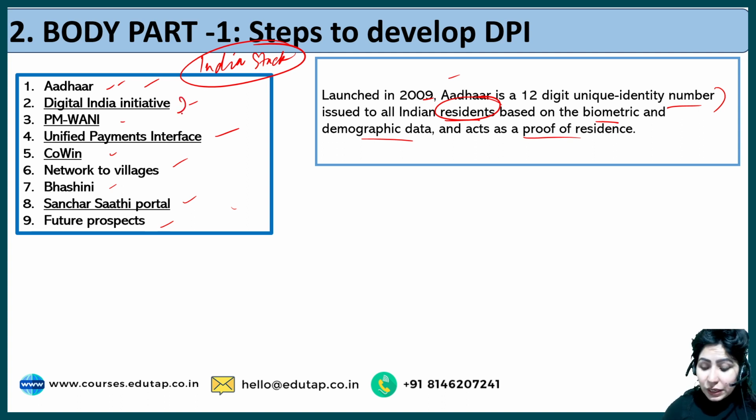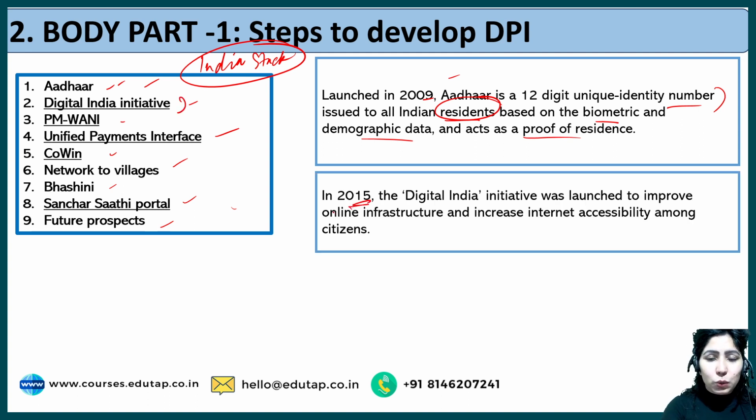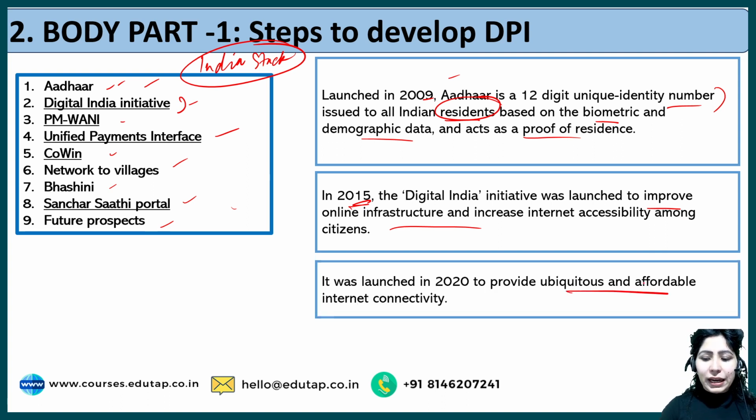Then there is the Digital India initiative, very popular, which was launched in 2015 to improve online infrastructure and increase internet accessibility among citizens. Now, PM Vani is there. What is it to? To provide affordable internet connectivity in the country.